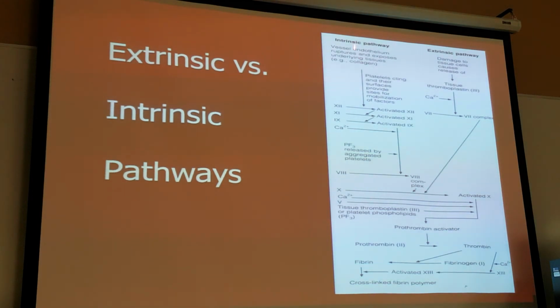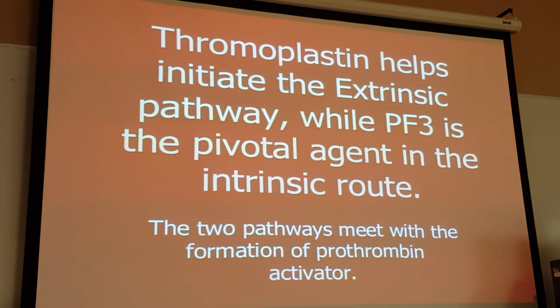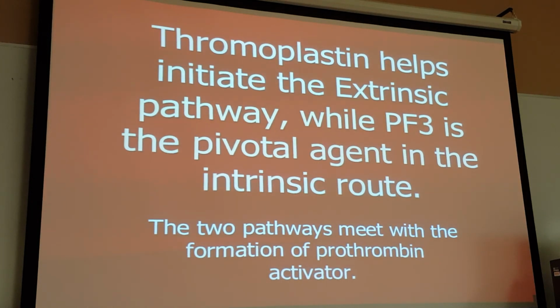Okay, so the intrinsic pathway involves PF3 and leads to the production of prothrombin activator. The extrinsic pathway involves thromboplastin and leads to the production of prothrombin activator. Once we get that, the same thing happens. Okay. Thromboplastin helps initiate the extrinsic pathway, while PF3 is the pivotal agent in the intrinsic. The two pathways meet with the formation of prothrombin activator.